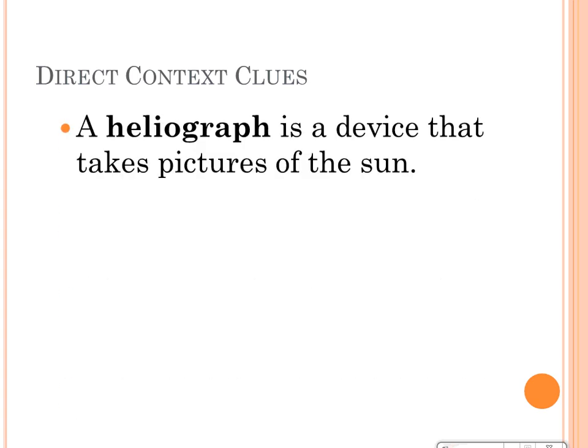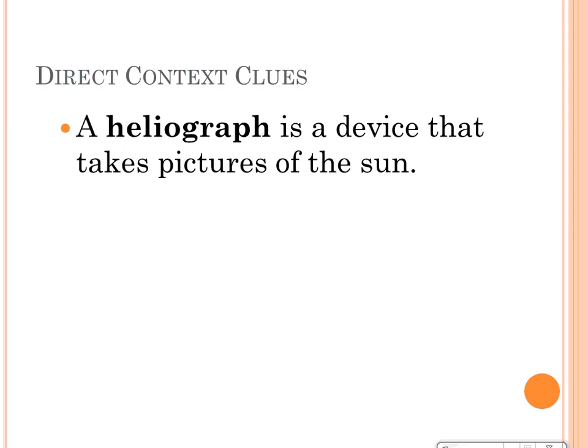Let's see if you can find out what the heavy type word means in the following sentence. A heliograph is a device that takes a picture of the sun. What is a heliograph? Excellent, it states it right there. A heliograph is a device that takes pictures of the sun.